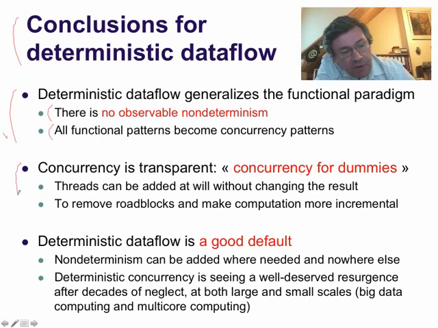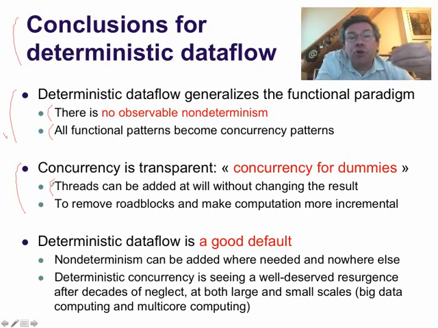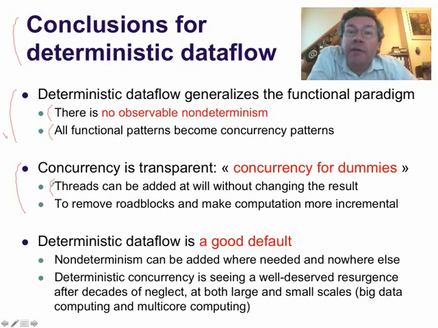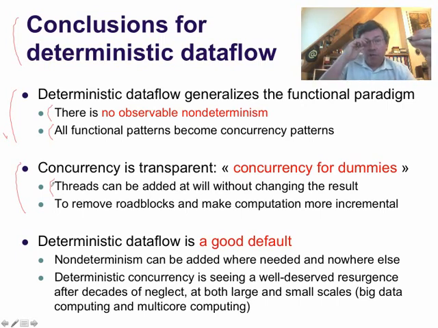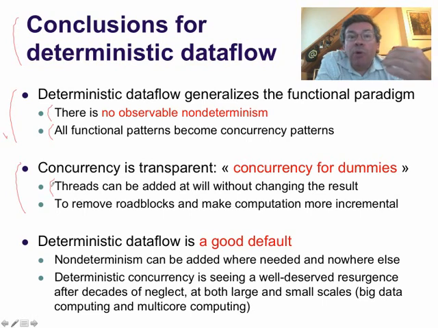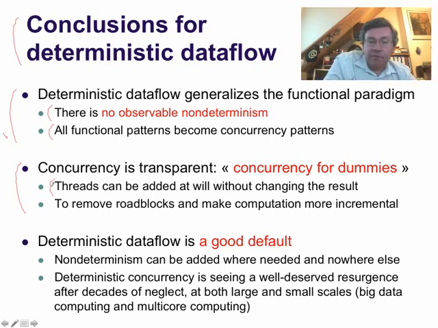The second point is the simplicity, that is concurrency transparency. The fact that you can add threads at will to a program without changing the result. In fact, what you're doing is removing roadblocks and making computation more incremental, so you're able to calculate partial results even if you cannot calculate the full result. Remember in the CMAP example where we were able to calculate that the output is a 4-element list even though we don't know what the elements of this list are.